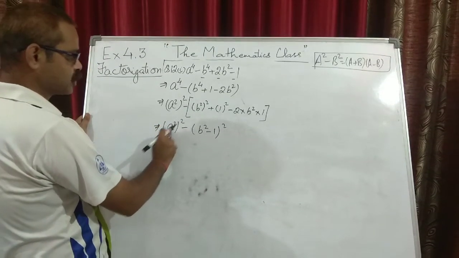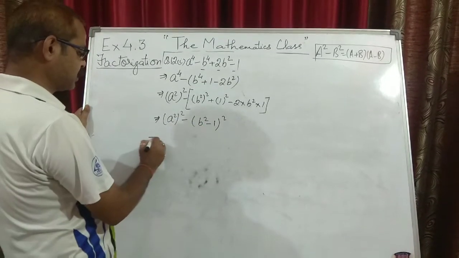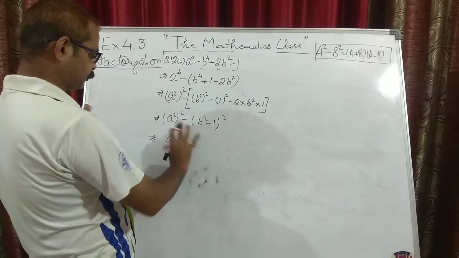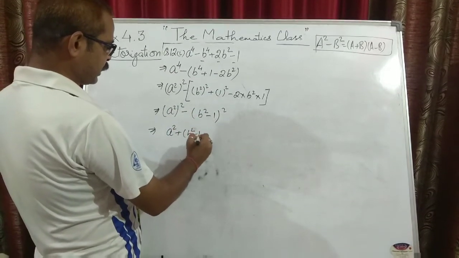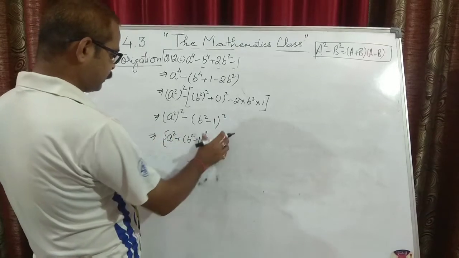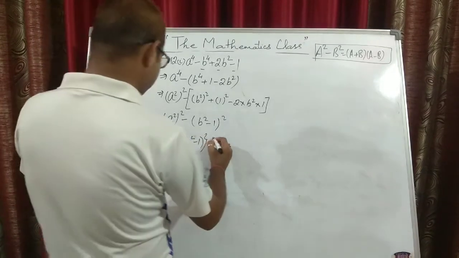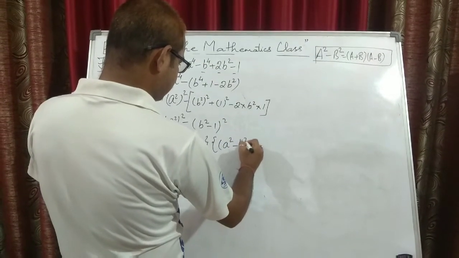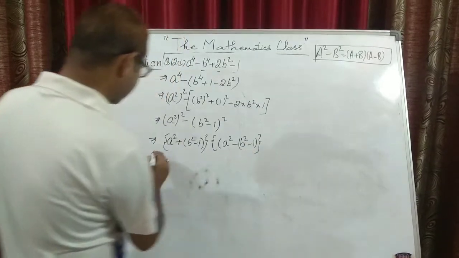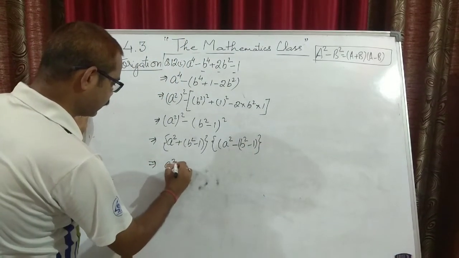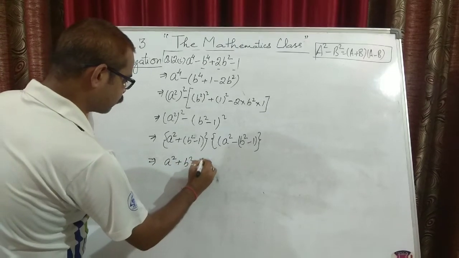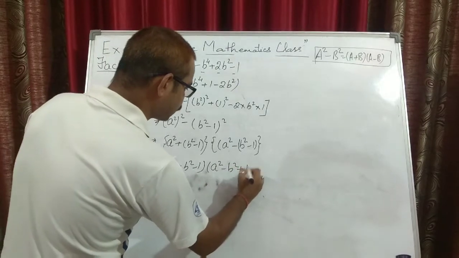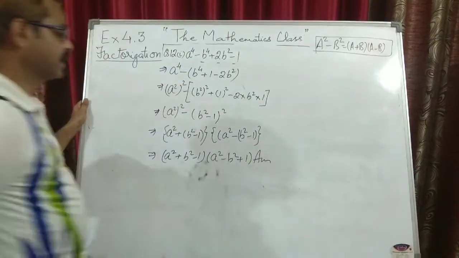Now you know that a square minus b square is a plus b and a minus b. So this can be written as a square plus b square minus 1, and it can be written as a square minus b square minus 1. When you open the bracket or solve everything, you will be getting a square plus b square minus 1 and a square minus b square plus 1. That is the final value.